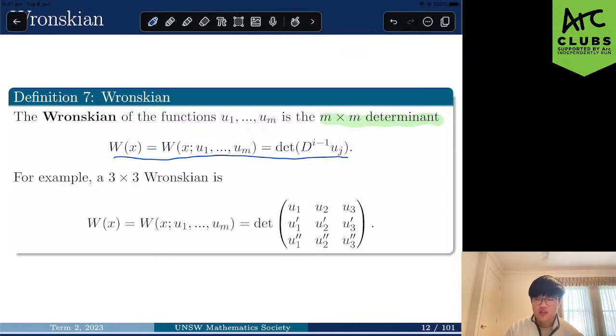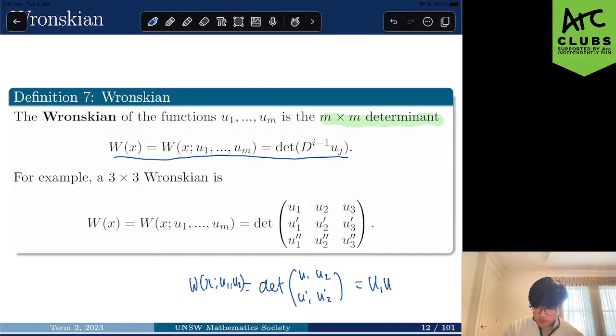Typically for our cases, we only look at it at most in 3 dimensions, typically just 2 dimensions, because we solve second order differential equations most of the time. But an example is seen here. So the Wronskian is just a determinant of this matrix here. For the 2D case, which is what we typically look at, that's the determinant of u1, u2, u1', u2', which is just equal to u1 u2' minus u2 u1'.